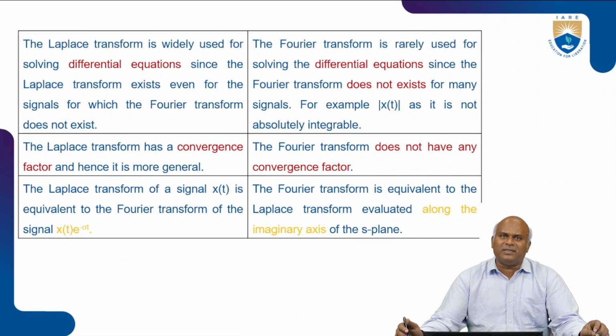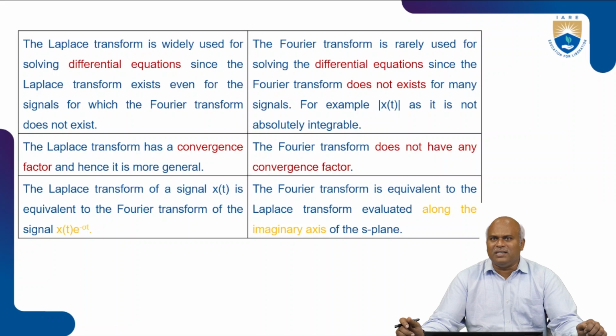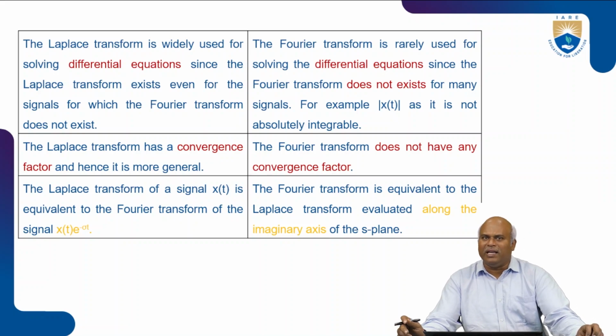The next difference, the Laplace transform is widely used for solving differential equations, since the Laplace transform exists even for signals for which the Fourier transform does not exist. But the Fourier transform is rarely used for solving differential equations, since the Fourier transform does not exist for many signals. For example, mod of x of t, as it is not absolutely integrable.